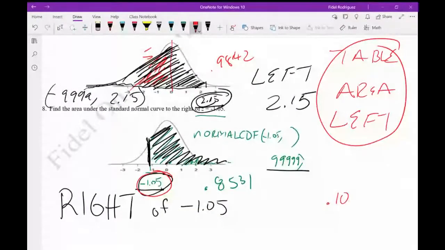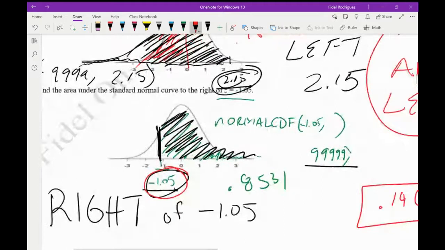And the number that I came up with was a 0.1569, I think that's what it was. Let me just double check. 0.1469. Let's see. Here we go. So using my table, the answer that I came up with was 0.1469.